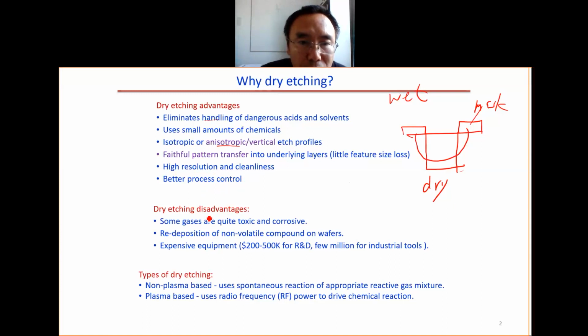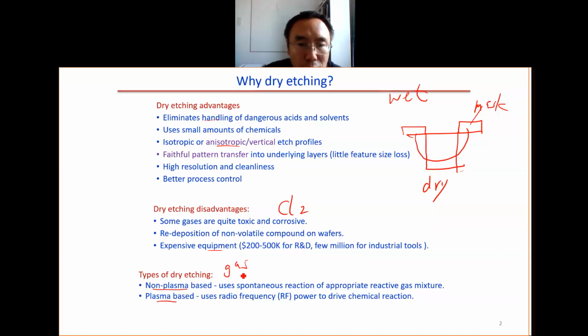The disadvantage is that some gases are quite toxic and corrosive. For example, we use chlorine gas, which is very corrosive. There may be redeposition of non-volatile compounds on wafers, and the equipment is very expensive: 200 to 500K for research, and a few million dollars for industrial tools. There are two types of dry etching. One is non-plasma based, using the gas phase. Another is plasma based etching.